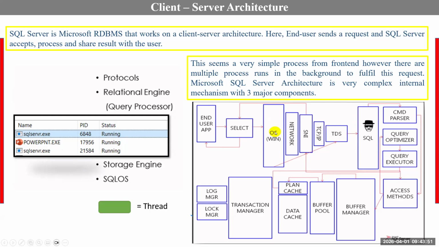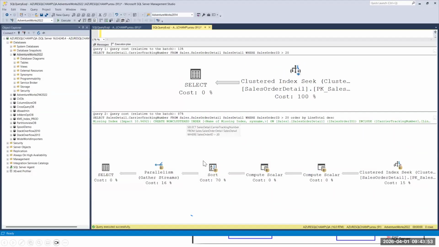So how many operators are you able to see based on your query, and what is the cost? The clustered index seek is only 15% cost. Compute scalar 0% cost. Here also 0%. But the sort operator is the highest consumer here. There is 70% cost. Out of 87, 70% of the cost is the sort operator. Sort is a very expensive operation.